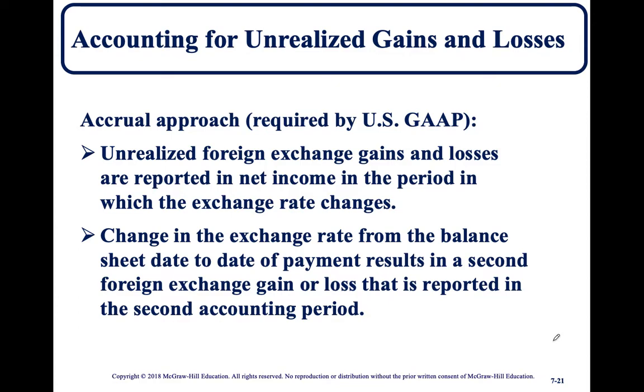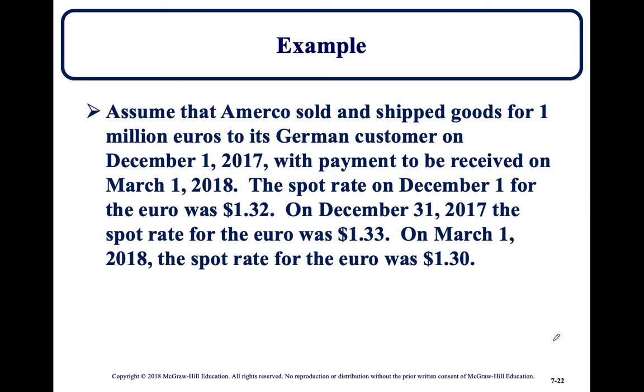Just zooming through this, we're going to go to an example. So that's the main idea here. We have assumed that we have an American company that is selling and shipping goods to a German customer. They have agreed on a price of 1 million euros. The goods are being shipped on December 1st, 2017. The payment will be received the following year, March 1st, 2018.